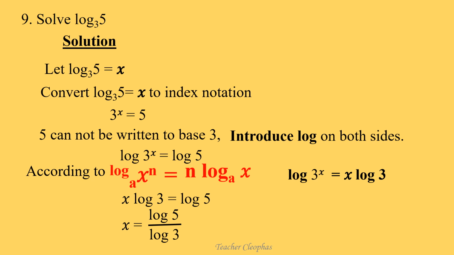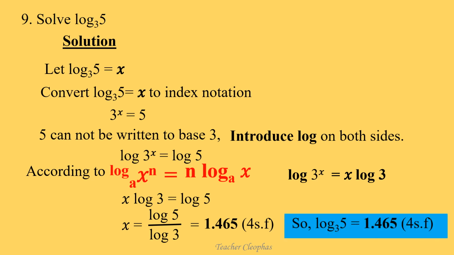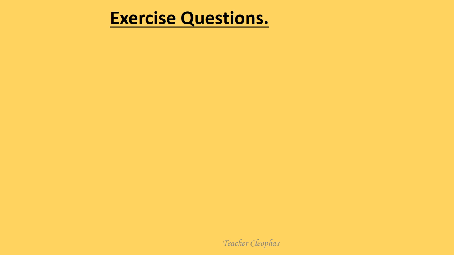Using our calculators, we can evaluate this and we get our answer as 1.465. That is correct to 4 significant figures. Therefore, logarithm of 5 to base 3 equals 1.465, correct to 4 significant figures. You can now practice with the following questions.